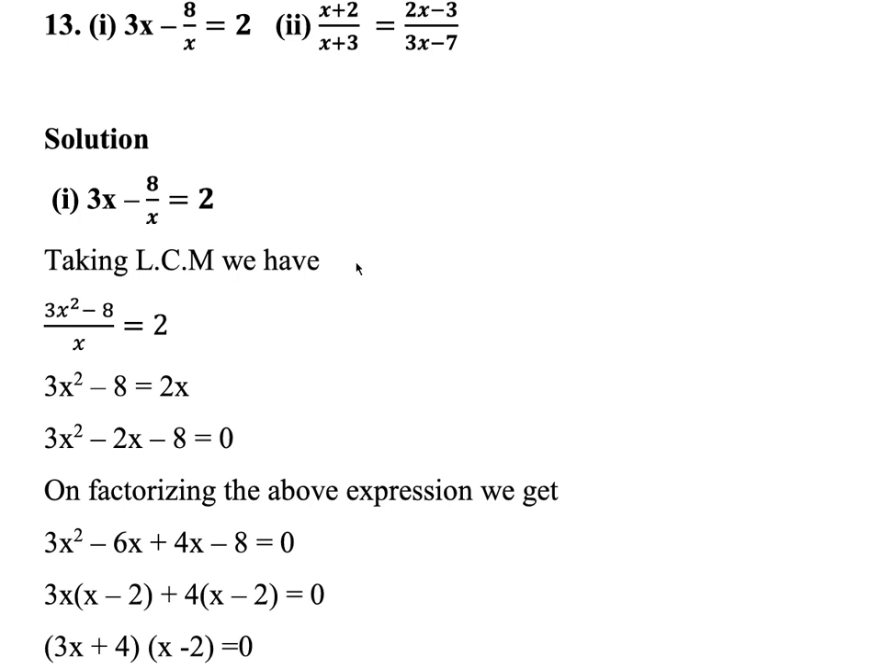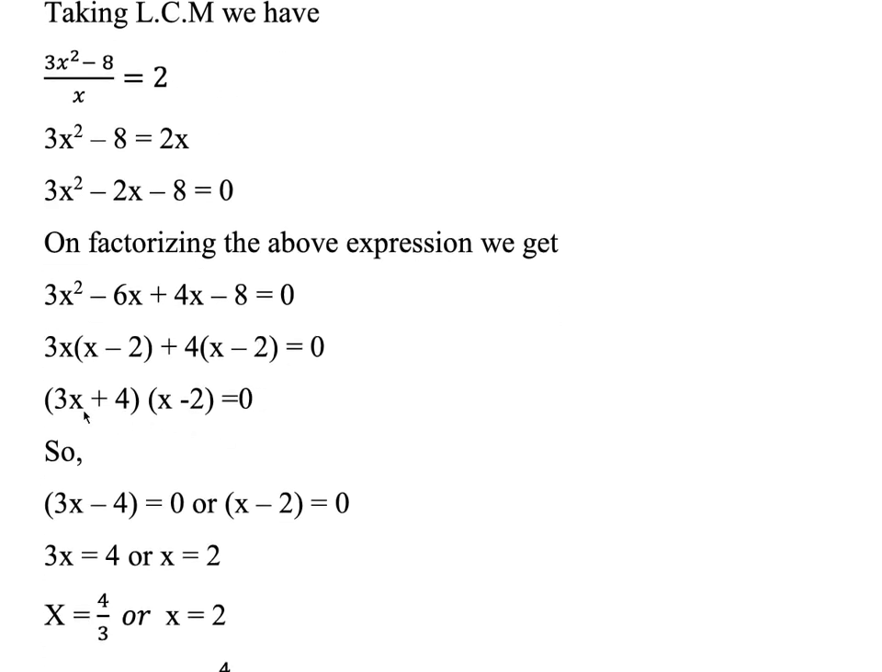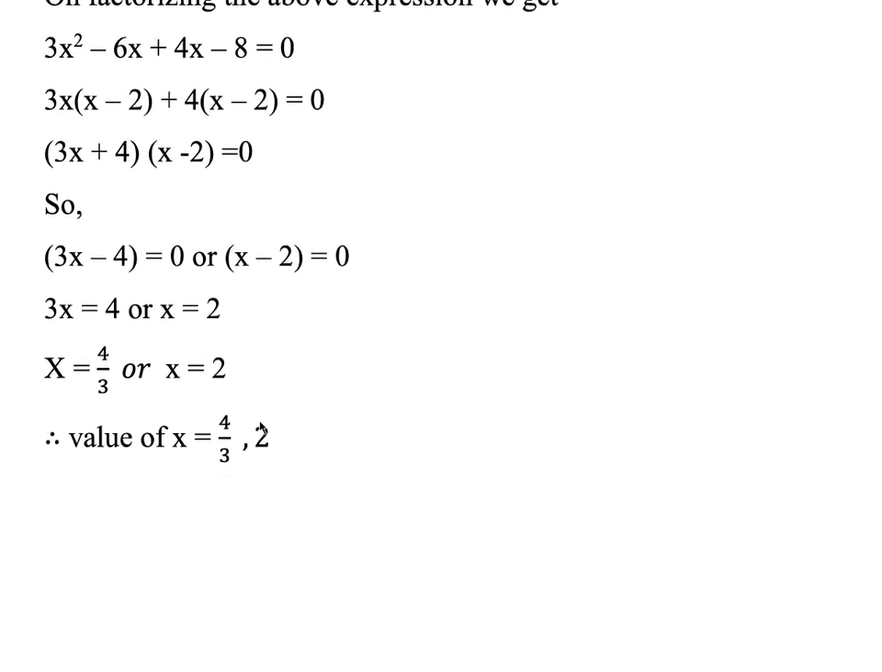Come to the next problem. 3x minus 8 by x is equal to 2. So taking just the LCM, a little bit of simplification, you will get (3x plus 4)(x minus 2) is equal to 0. If 3x plus 4 is equal to 0, the value of x will be minus 4 by 3, and if x minus 2 is equal to 0, the value of x will be just 2.